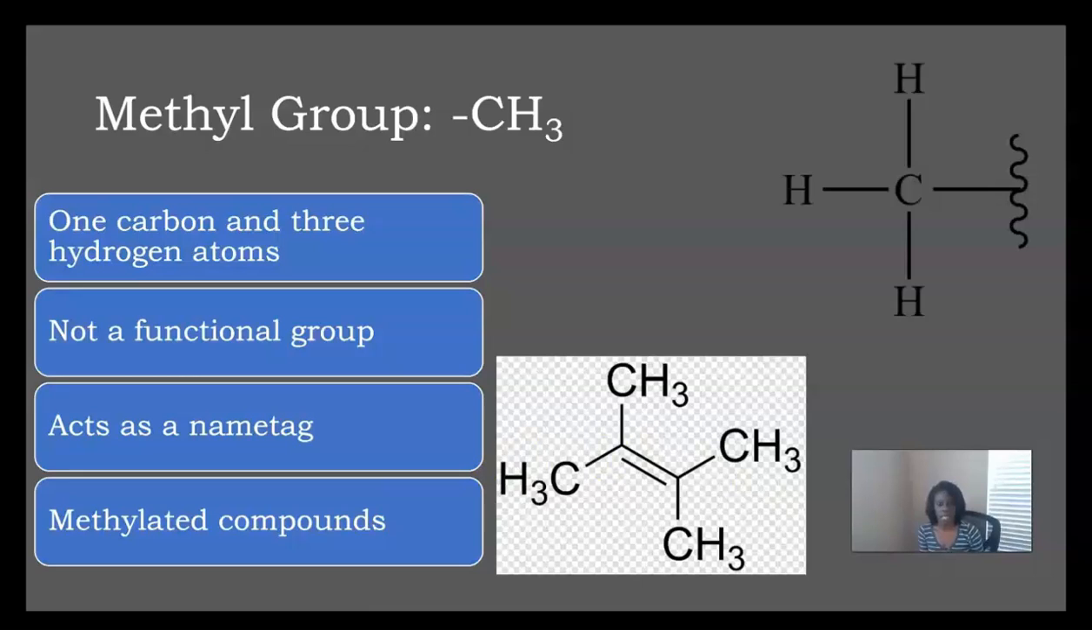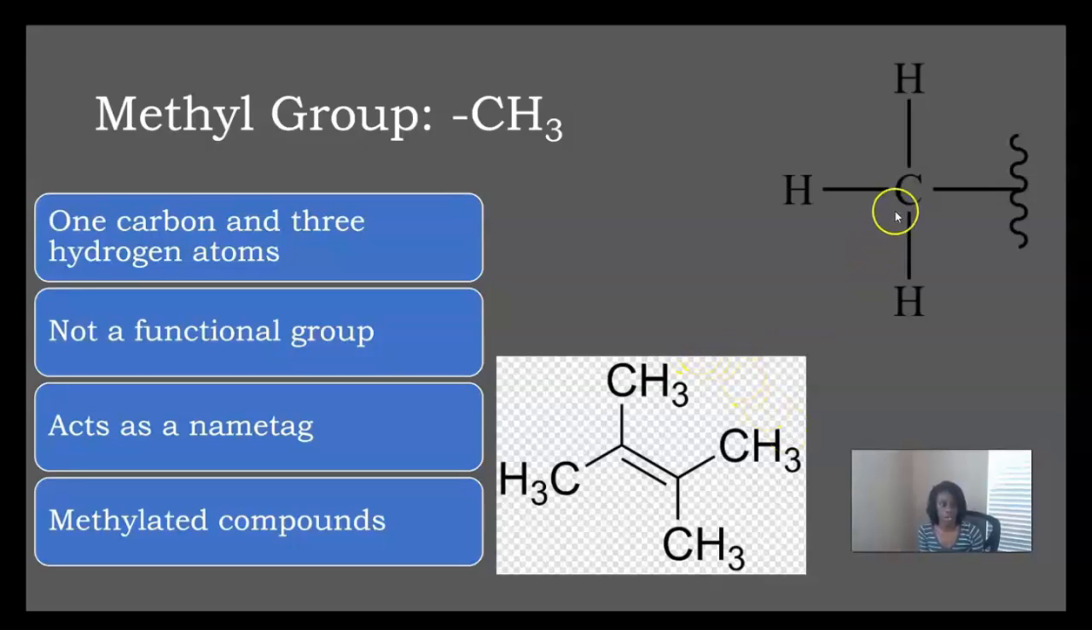All right, last but not least is the methyl group. This consists of 1 carbon atom and 3 hydrogen atoms. And it's typically written as CH3, although sometimes you may see H3C. Now this one is different from the other 6 that we talked about because this one is not a functional group. So that means it doesn't really affect the behavior of whatever compound is attached to. Typically methyl groups act more like a name tag. A lot of compounds within an organism can be identified with a methyl group. So when you have compounds that have methyl groups attached to them, those are typically called methylated compounds.